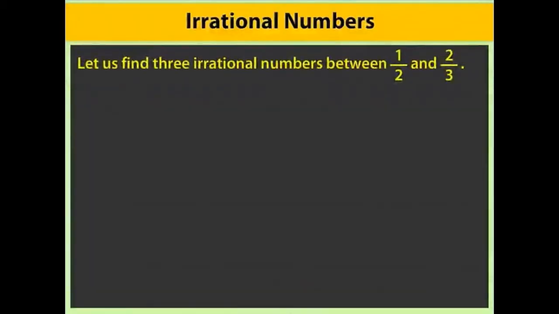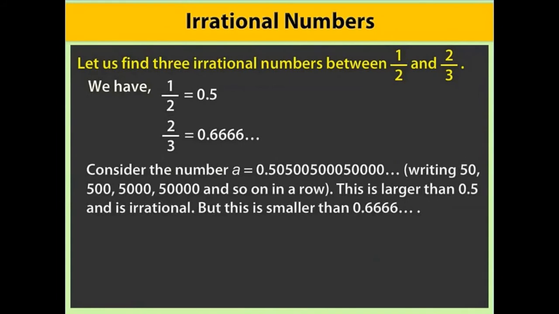Let us find three irrational numbers between 1/2 and 2/3. We have 1/2 is equal to 0.5. 2/3 is equal to 0.6666 and so on. Consider the number A is equal to 0.5050050000000 and so on, writing 50, 500, 5000, 50,000 and so on in a row. This is larger than 0.5 and is irrational.